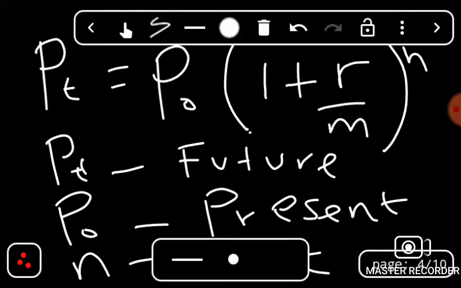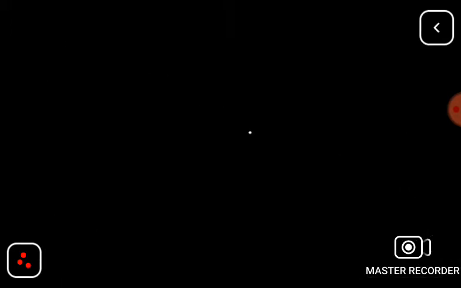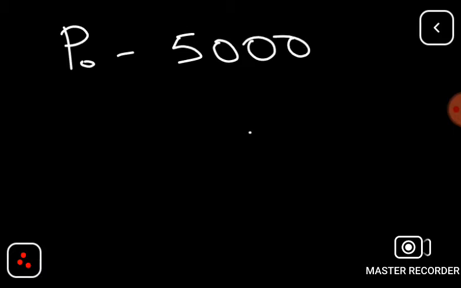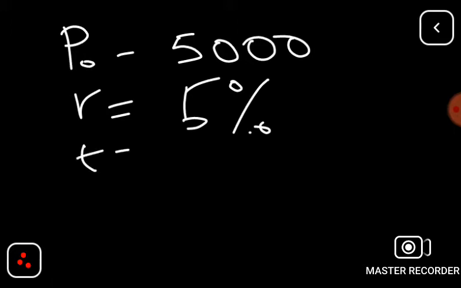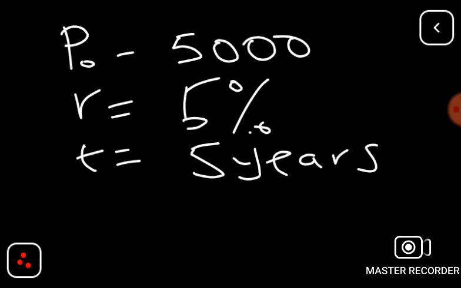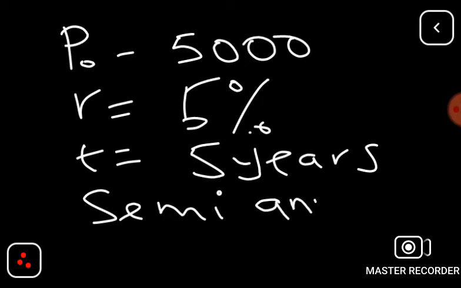This is what you have to know under compounding interest. So for example, they tell us to say, okay, our present value is 5,000, and they tell us to say, okay, the rate will be only 5%. Then apart from that, we also have the number of years that we are expecting to invest into this business, which is 5 years. Then we'll be compounding this semi-annually.